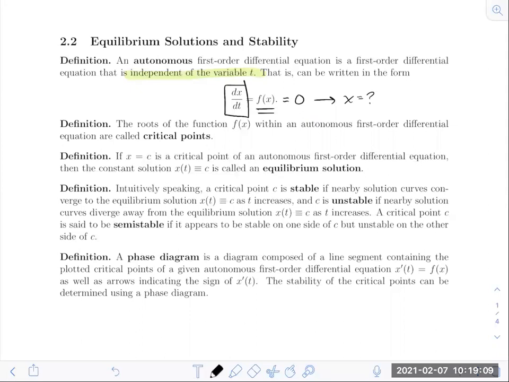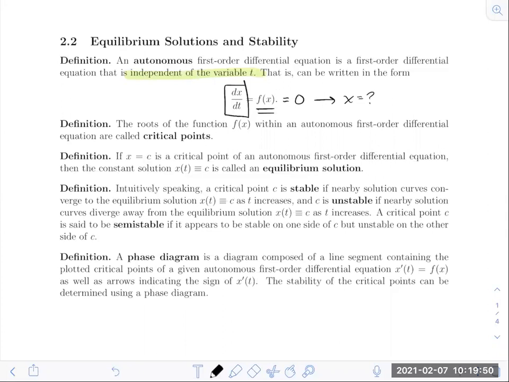So we have a definition here. Intuitively speaking, a critical point c is stable if nearby solution curves converge to the equilibrium solution x of t equals c as t increases. This means that as your independent variable increases, your solution curves tend toward that equilibrium solution. It is unstable if nearby solution curves diverge away from that critical point or equilibrium solution. And then we have something in between. A critical point is semi-stable if the solution curves converge on one side and diverge away from that equilibrium solution on the other.